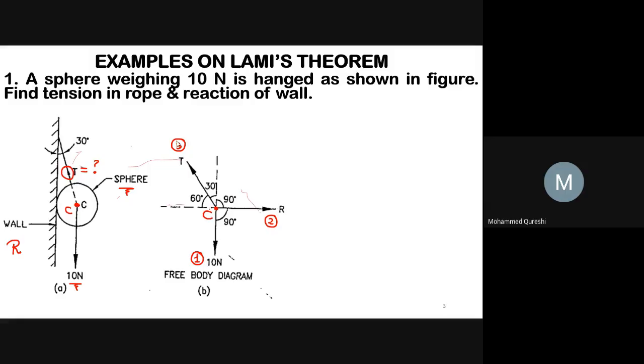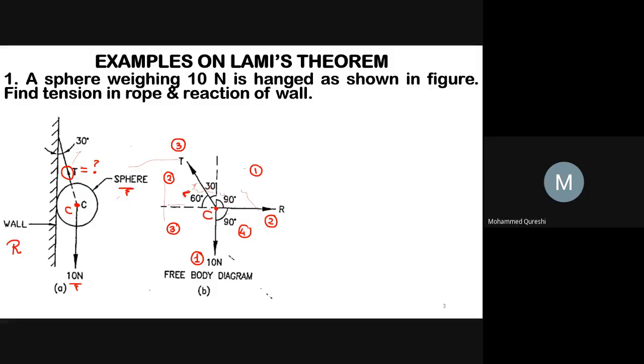So here, this is your first quadrant, this is your second quadrant, this is your third quadrant, and this is your fourth quadrant. So the angle between the R and 10 Newton is 90 degree. The angle between this R and plus Y axis is 90 degree. And here the angle is given as 30 degree. Total is 90. Hence the remaining will be 60 degree.